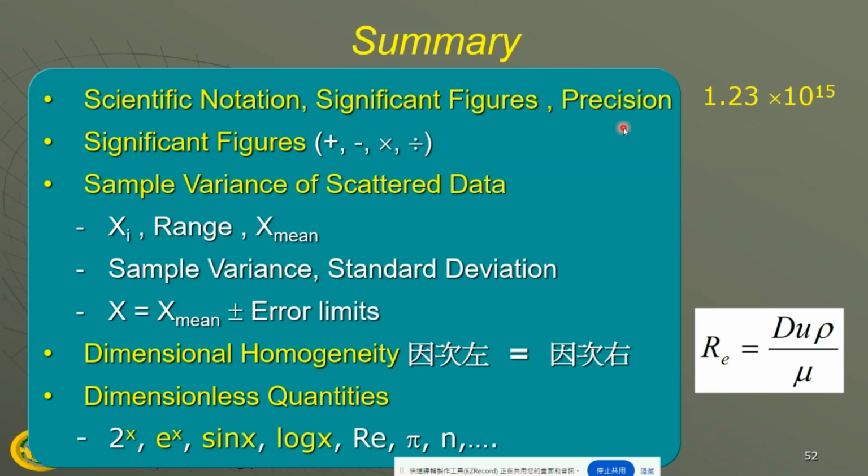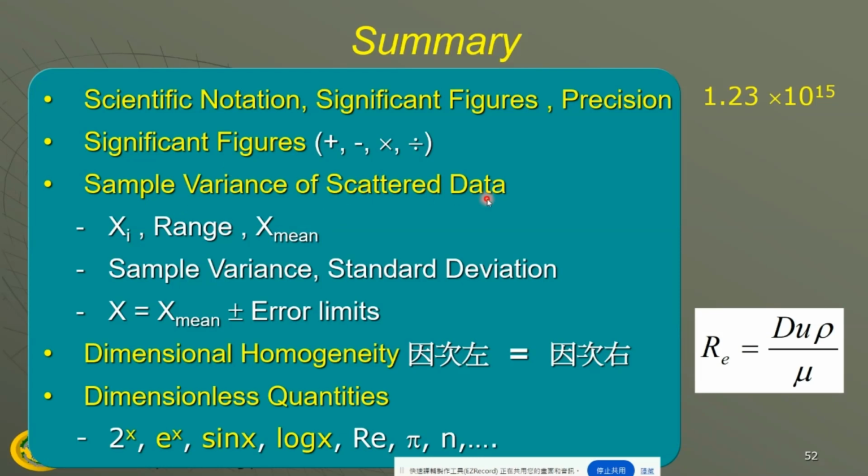Okay, and precision is how good is the data, right? And then after that you need to know how to do the addition, subtraction, multiplication, and division of the significant figures. That's what we had on Monday, right? In your Kahoot. Okay, and then after that you have scatter data.